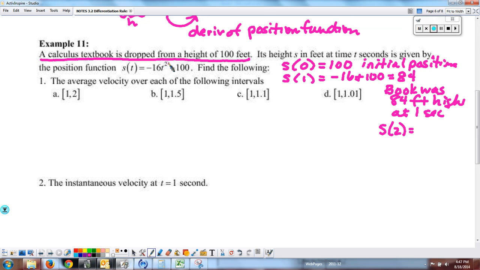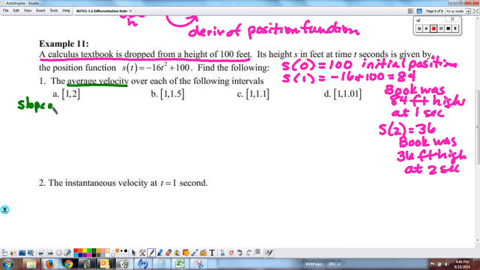If I were to plug in 2, I get 4 times 16, which is negative 64, so we end up with 36. So the book was 36 feet high at 2 seconds. Okay, so the idea is that the function is giving us the position of the book at any given time. Now, what they're asking me for in this problem, though, is the average velocity. So as soon as I see average velocity, I'm thinking slope of the secant line.